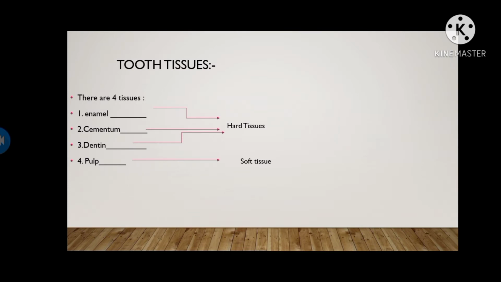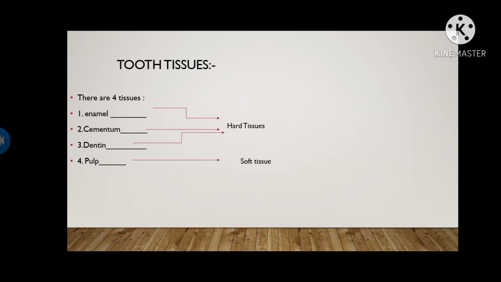There are basically four types of tissues in a tooth. First is a hard tissue, second one is also hard, and third one is also a hard one, and the fourth one is a soft vascular tissue which is termed the pulp of the tooth. The first three hard ones are called enamel, cementum and dentin. For a brief description of all these four tissues, I will discuss them one by one.